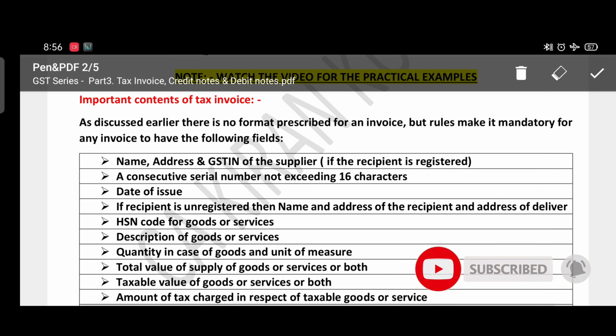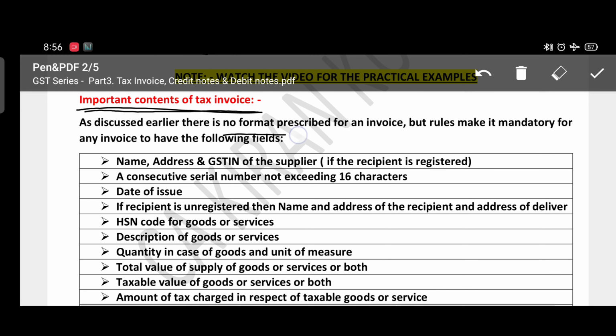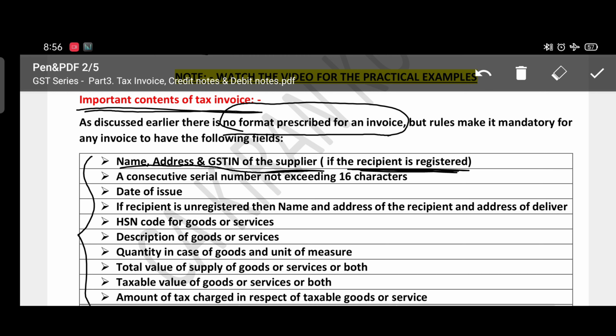Let's see what are the important contents of a tax invoice. As we have already discussed, there is no format prescribed under the GST Act for a tax invoice, but the rules make certain fields mandatory. These are the fields. Let's see them one by one. Name, address and GSTIN of the supplier, and the consecutive serial number not exceeding 16 characters. This is most important. The GST portal won't accept the tax invoice number if it exceeds 16 characters. So be careful while you are mentioning the tax invoice number.